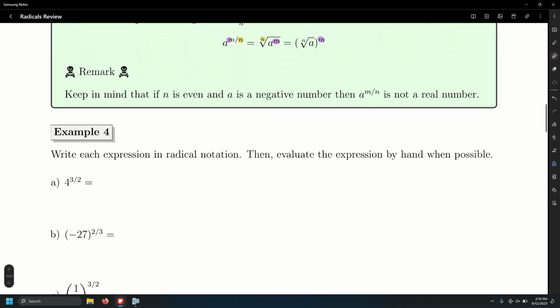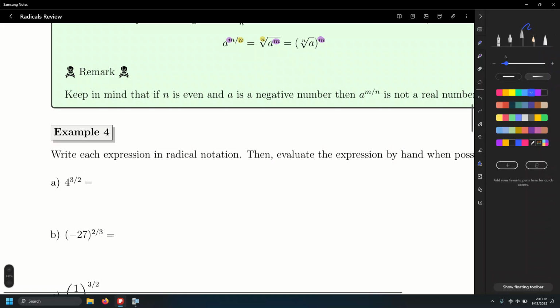Okay, 4 raised to the 3 halves. What about it? Again, the denominator will be the index of the radical. So, let me show you the 2 ways to express this. And actually, I'm going to have a look at both quantities and show you why one is going to be easier than the other one.